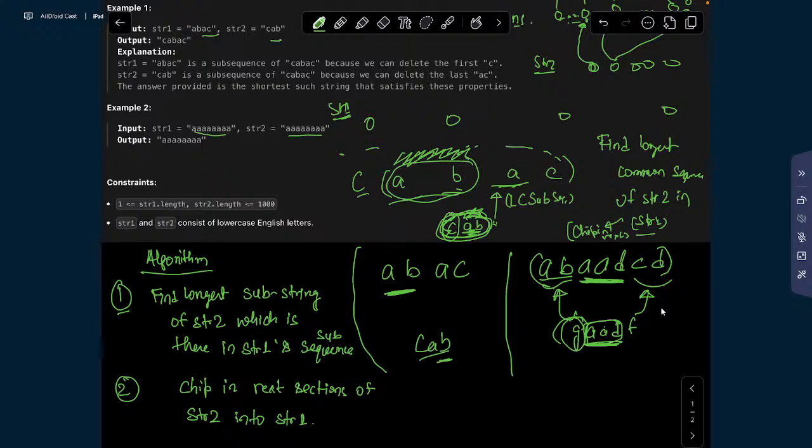Now, if I talk about the opposite case, we can also do this. Here we are chipping in str2 into str1, but we can also do the reverse of it. But for that, will it be the same or different? ABAC into AC. Okay, let's take an example. ABAC and AC. If we work on this part, we found out that this particular part exists here. So we will chip in AB in this place. That makes sense to me, right? But there might be a problem.